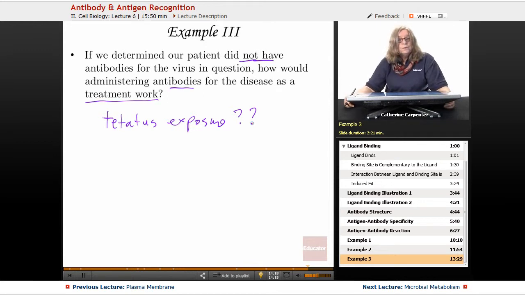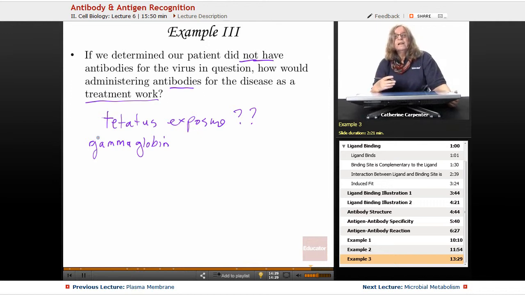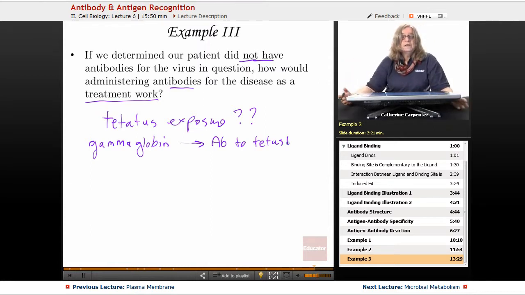antibodies are given right away. And they're often given in the form of a gamma globulin shot. And what that does is it actually provides antibodies to tetanus immediately. So basically, you get antibodies to tetanus when you go in to be seen about stepping on a rusty nail, for instance.